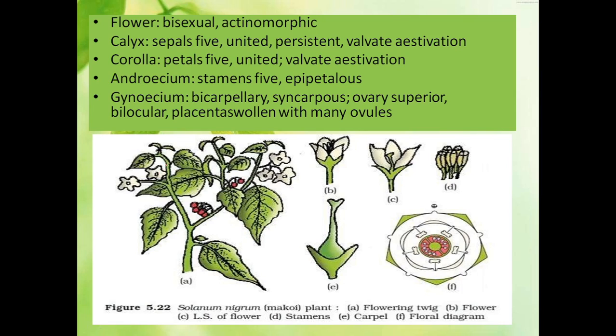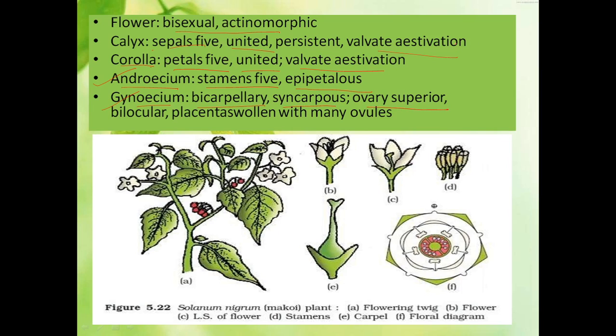Flowers are bisexual and actinomorphic. Calyx, the sepals are 5, united, that is attached with each other, persistent, with valvate aestivation. Corolla, the petals are 5, united, with valvate aestivation. Androecium: as it is bisexual, it contains both androecium and gynoecium. The stamens are 5 and epipetalous. Gynoecium is bicarpellary, syncarpous, with a superior ovary.